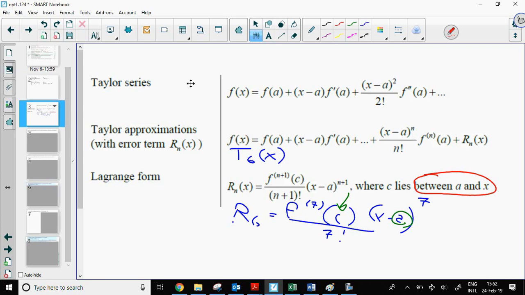So our error can be approximated by choosing a suitable value of c in between a and x. In practice, what we're going to be doing is choosing a value of c that would maximize that error, because we're going to try to be finding an upper bound for the error, like we did in previous error questions. So let's look at a few.